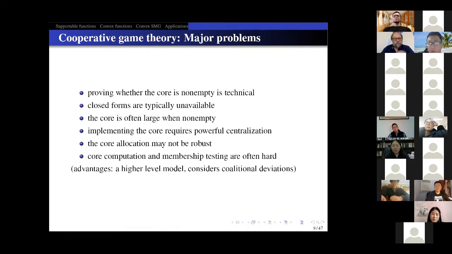And also, from a computational perspective, usually it's not easy to compute a core element. There are many NP-hard problems, as also mentioned by Professor Mazalov. And also, suppose that we are given an allocation, and we want to know whether this allocation is in the core or not. Even this membership testing problem is sometimes very hard.